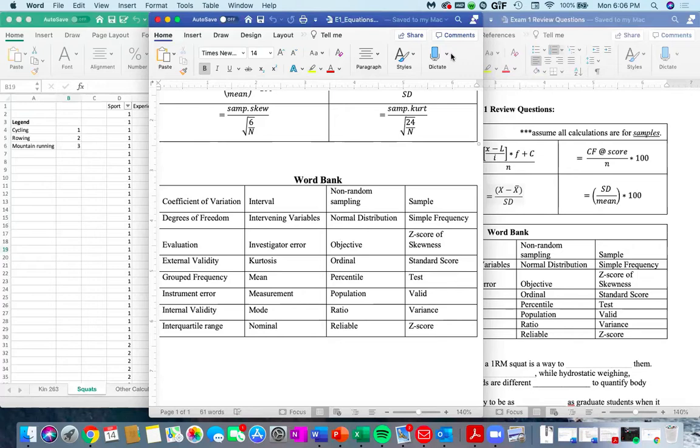I don't think that you should dictate all of your studying just off the terms that are in the bank. These are the ones I think are probably most important, but obviously anything else that we've talked about term-wise might pop up in other questions. For example, we don't have independent or dependent variables listed in this word bank, but you definitely need to know how to identify those.